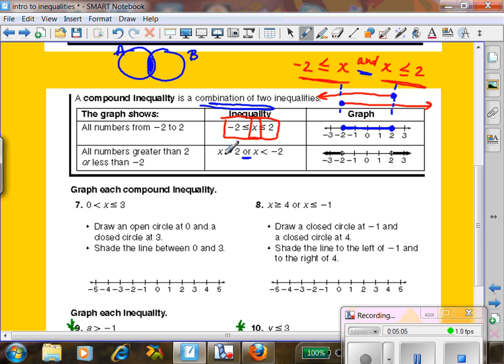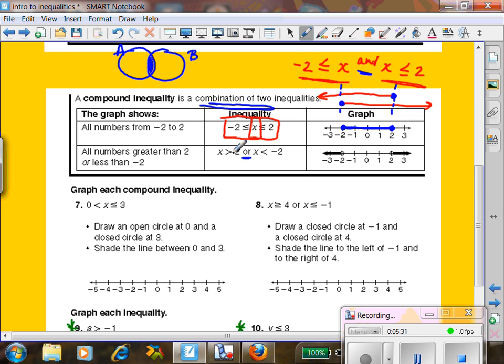Now, "or" means these numbers could be answers, or these numbers could be answers. And we need to graph them all. So this says that x is greater than 2, so we want all the numbers that are bigger than 2, or x could be less than negative 2. So we want everything smaller than negative 2. So when you graph those, it's going to look pretty much the opposite of what you just did.